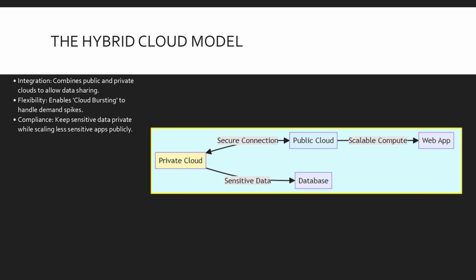This diagram defines the hybrid cloud architecture. On the left, we have the private cloud holding a database representing sensitive data. On the right, the public cloud hosts the web app, representing scalable compute. The critical element is the double-headed arrow labeled secure connection connecting them. This illustrates the definition of hybrid: distinct environments operating as a unified system.